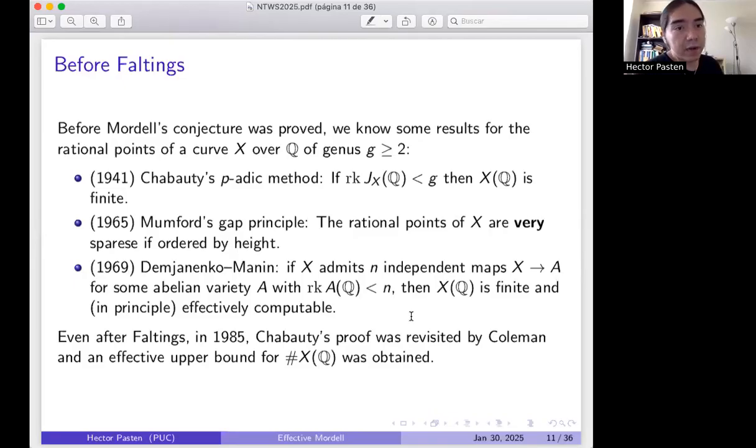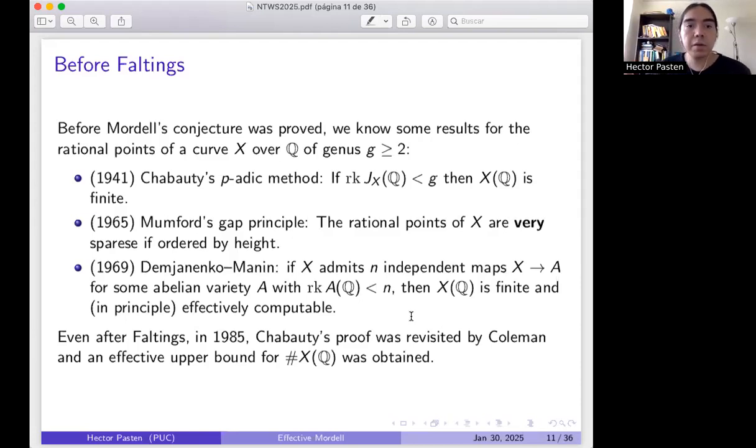Then in '65, there is a theorem by Mumford coming from a certain height inequality. So this is global. This is about heights. And this is known today as Mumford's gap principle, which says, roughly speaking, that the rational points of X are very sparse. If you count by height, you get very few of them as the height bound increases. Of course, we know today that there are only finitely many of them, but by that time, that was not known. So it was new information to know that these points are really sporadic. They show up every now and then, but very far from each other.